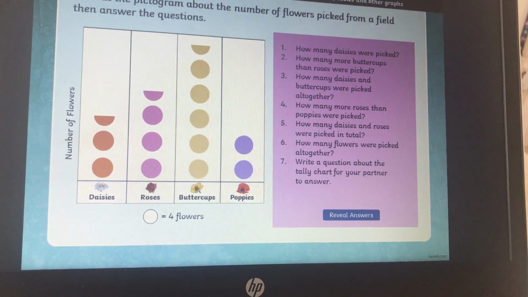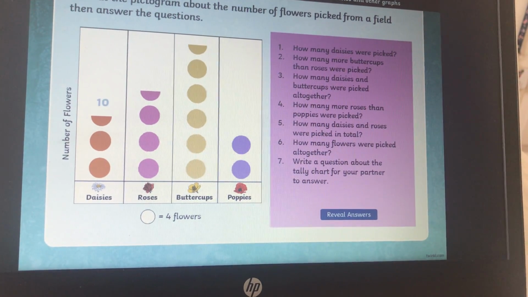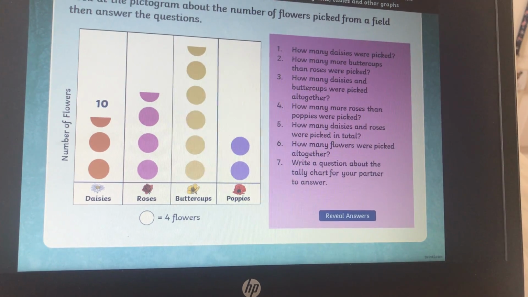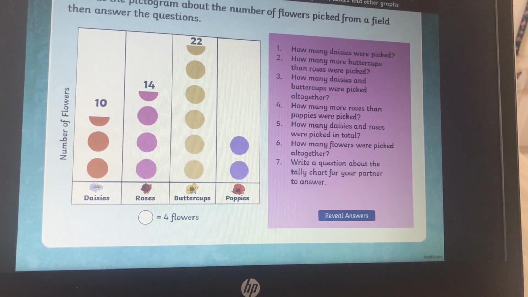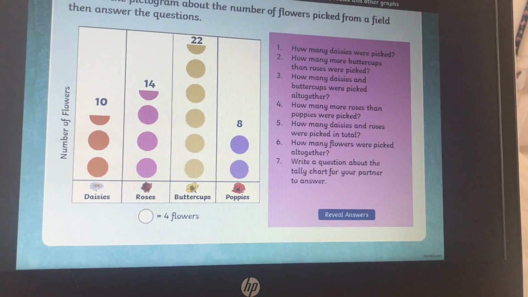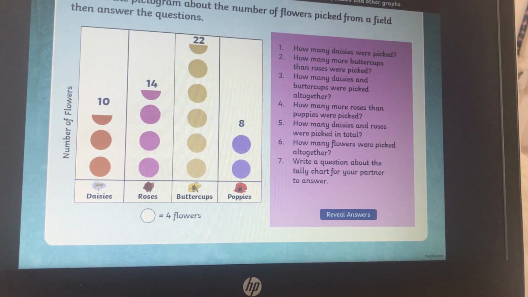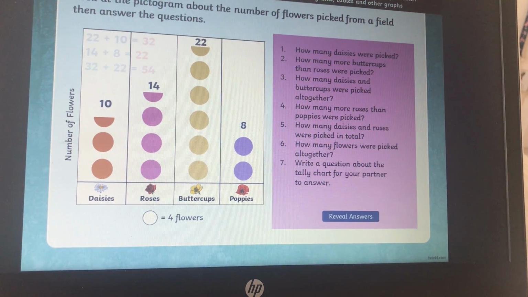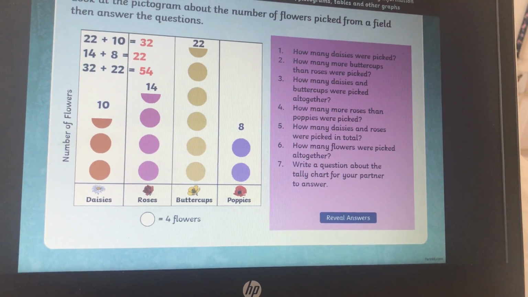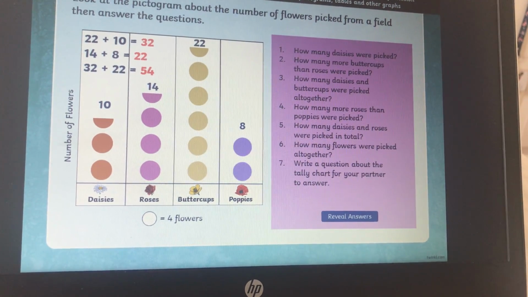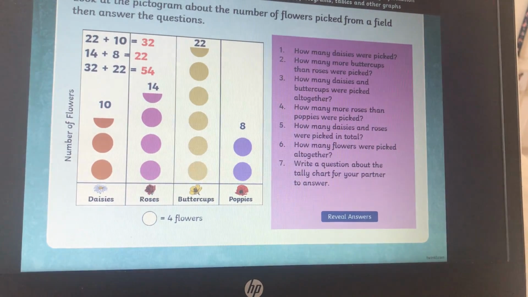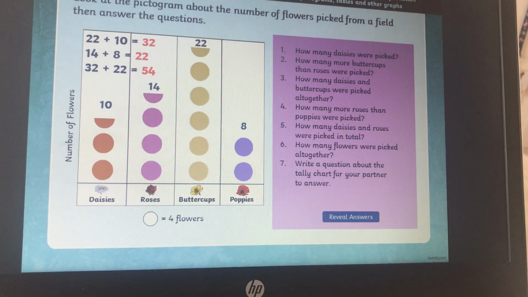How many flowers were picked altogether? 10 daisies, 14 roses, 22 buttercups, and 8 poppies. Add the totals together. Again, you may be asked to write a question about the tally chart.